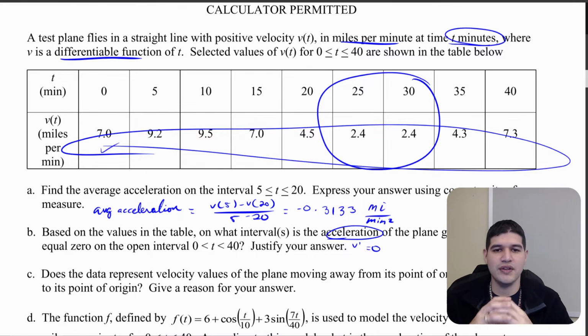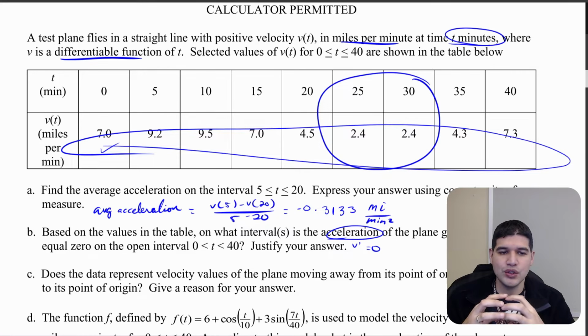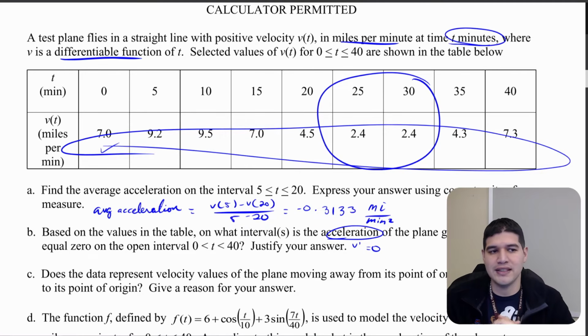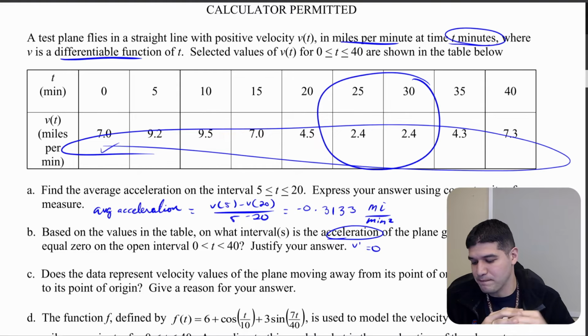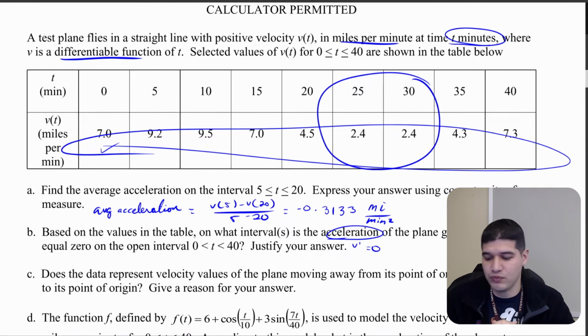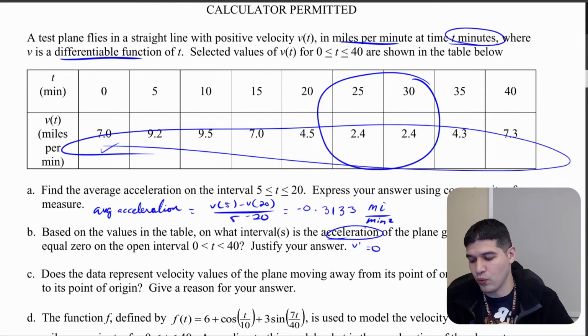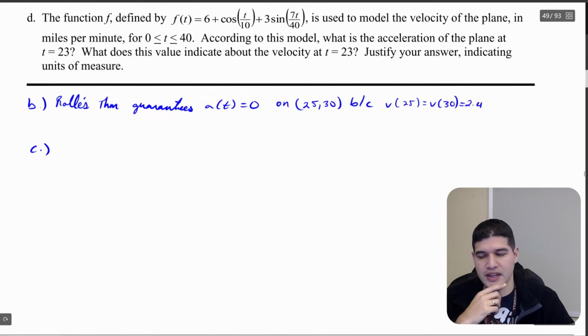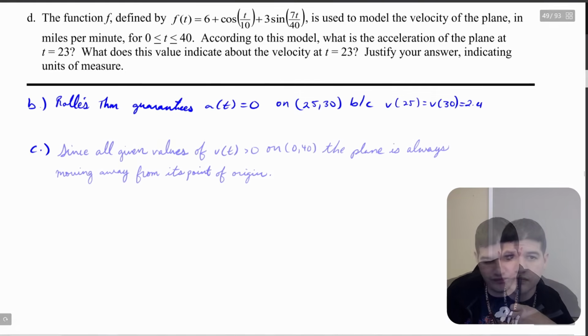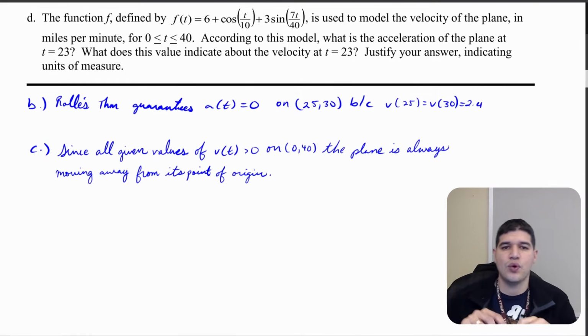Since we know that velocity is positive, we're trying to make the supposition that direction is never changing. We don't know if there are any points in between where velocity might be negative, but we can't conclusively say that. What the trend in the data shows us is that since all the values are positive, the plane is always moving in one direction. So it's always moving away from its point of origin. And that's what we're going to write here. All right, and now to our last question.